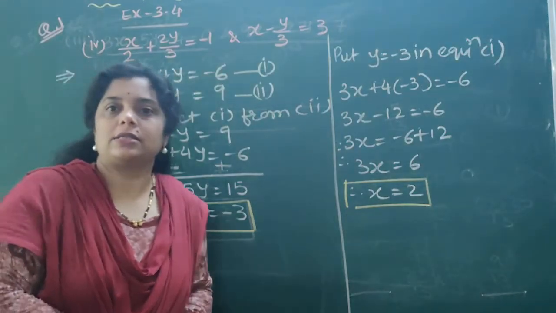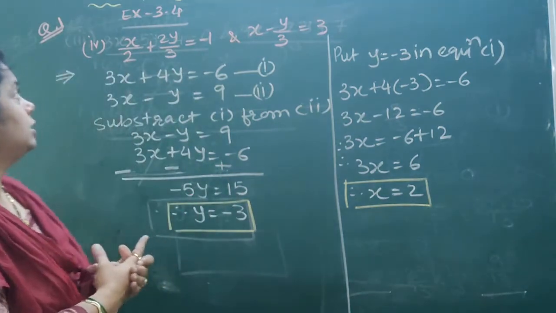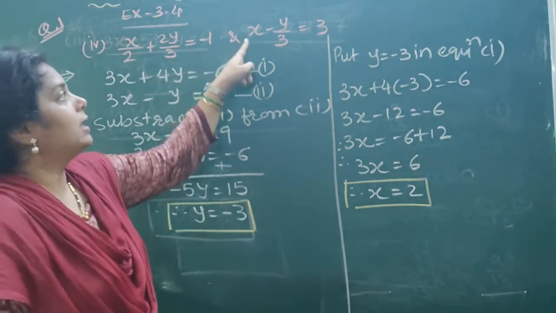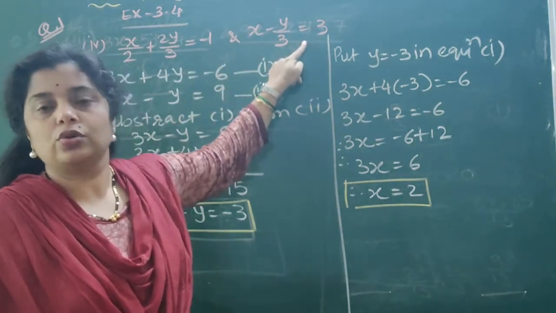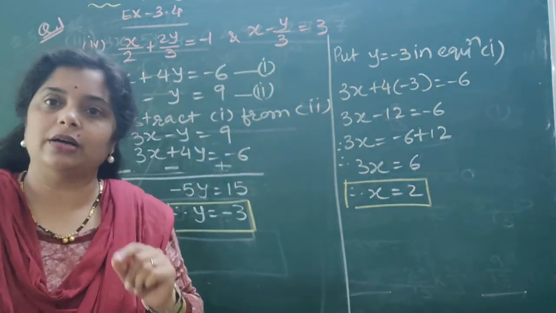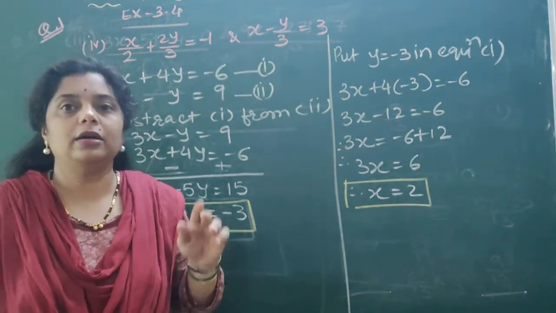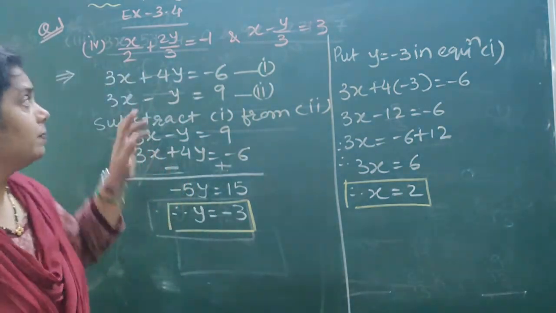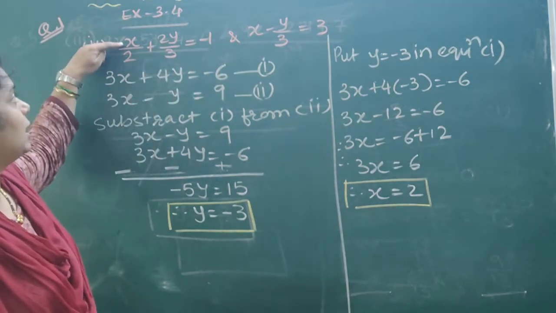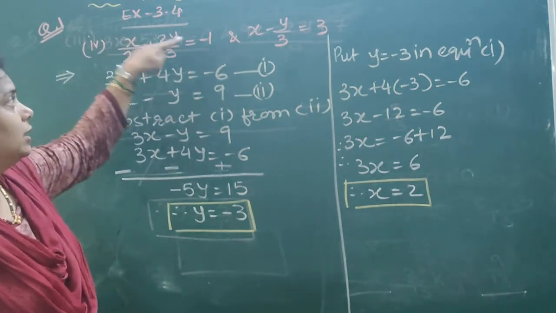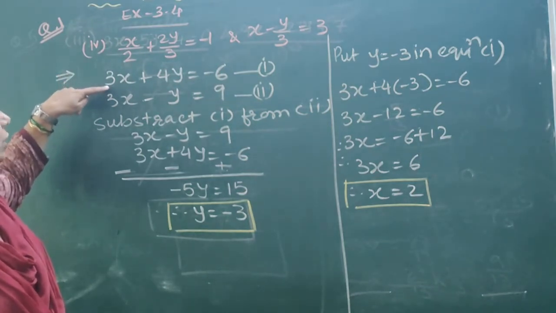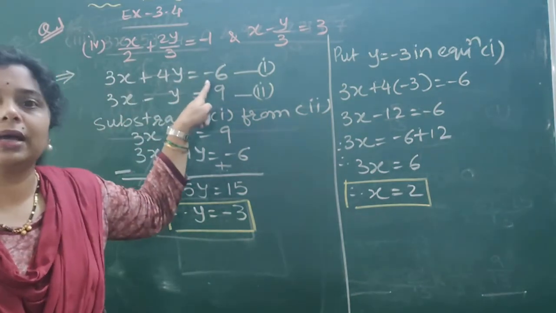Now let's see the last sum of question 1. Here it is given that x by 2 plus 2y by 3 is equal to minus 1 and x minus y by 3 is equal to 3. In this type of sum, what we usually do is take the LCM, simplify it and get a normal linear equation. Here again 2 and 3 are in the denominator place. So 6 is the LCM. We have to multiply this with 3, this with 2 and this with 6. So finally from this we get 3x plus 4y is equal to minus 6.